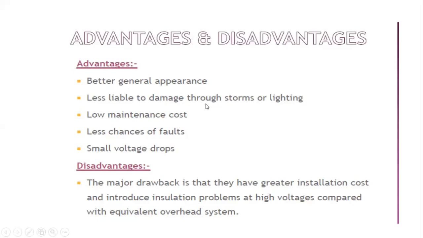Less liable to damage through storms or lightning. Why? Because it will be placed underground. Therefore, there is no damage from lightning strokes. Next, low maintenance cost. Why? Because it will be placed underground, there is no disturbance from any accidents and we do not get frequent faults. That's why we require less maintenance, and there is very little chance of faults. Next, small voltage drops will be obtained in the case of underground cables.